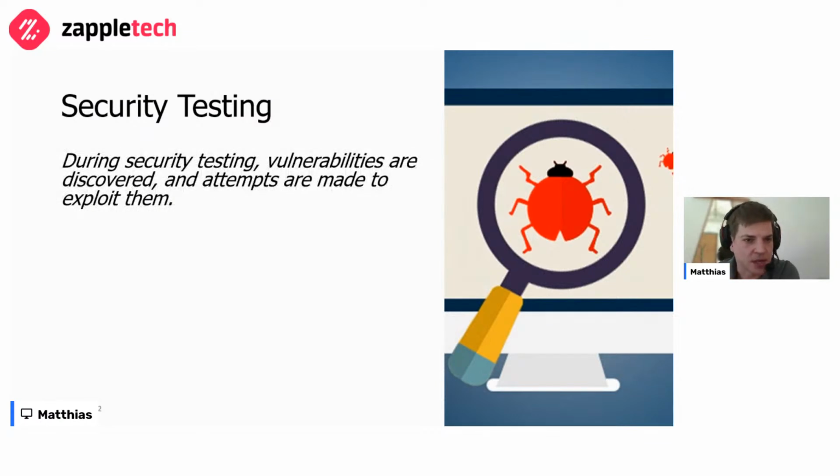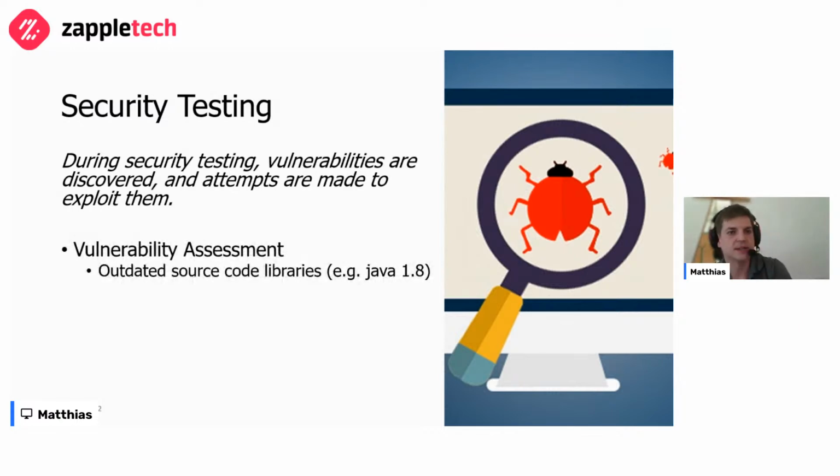During security testing, vulnerabilities are discovered and attempts are made to exploit them. So that's quite straightforward. And if you know that, I guess you can also test like this against your system. And I distinguish it into three different types. The first type is the vulnerability assessment. Here you check your system, you scan it and analyze it, for example, for outdated software libraries, if you use Java 1.8 or Log4j 1.something. So this is that one.